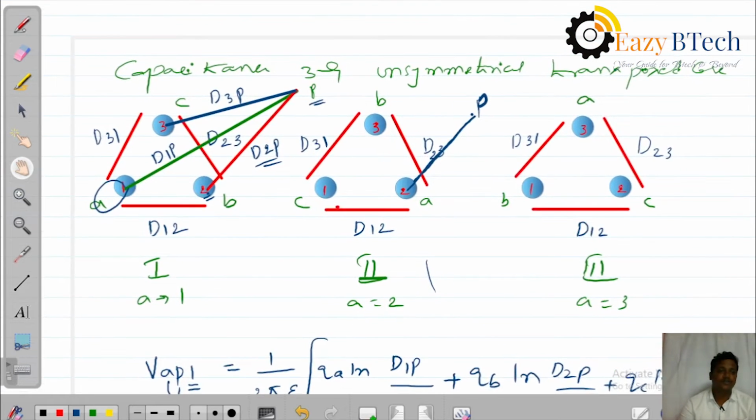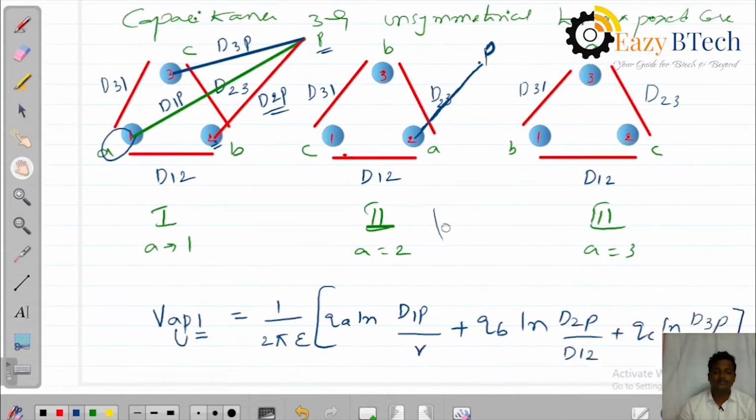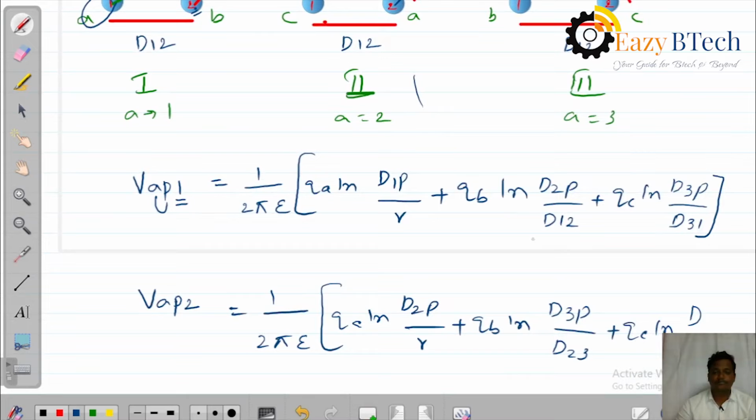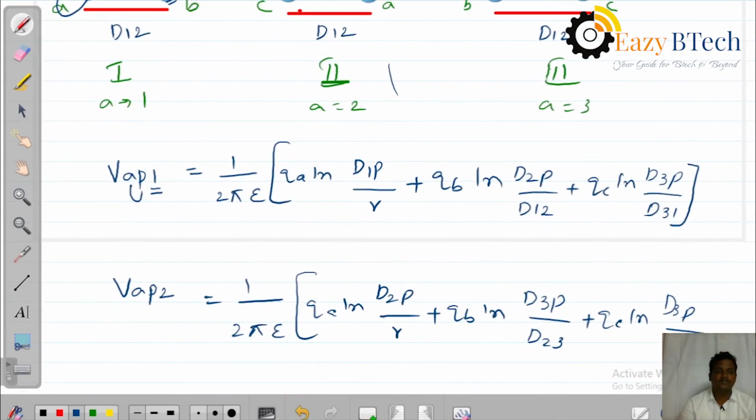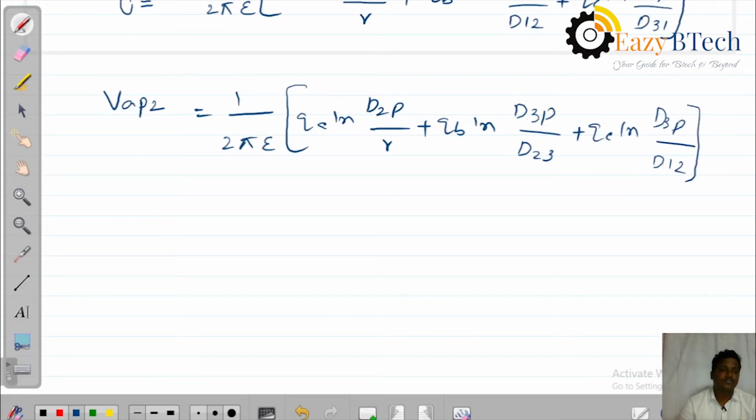plus QC ln the distance from C to P now. The distance from C to P is its first position to P, D1P. Therefore, it is D1P divided by the distance from conductor C to A. What is the distance from conductor C to A now? It is D12 for second position. Therefore, it is D12.